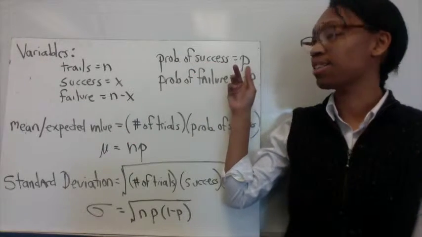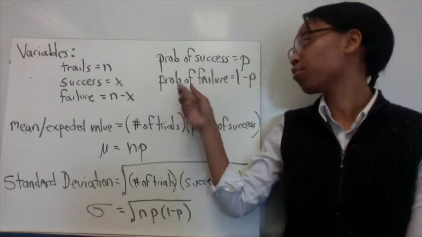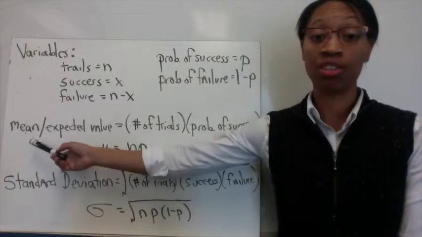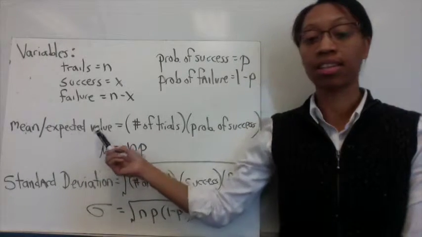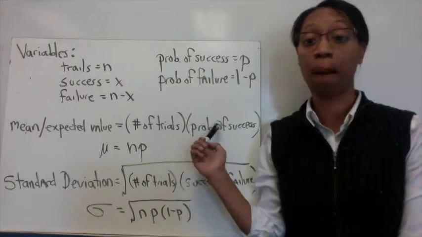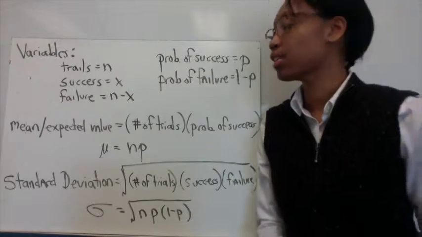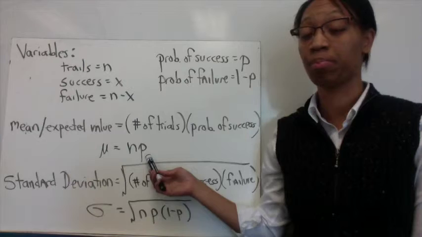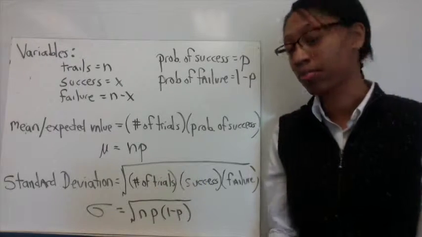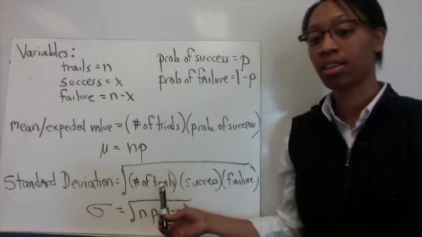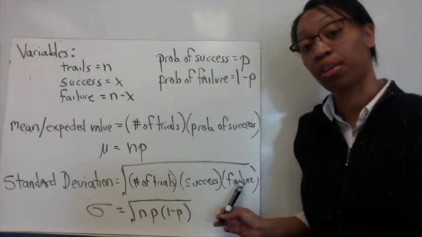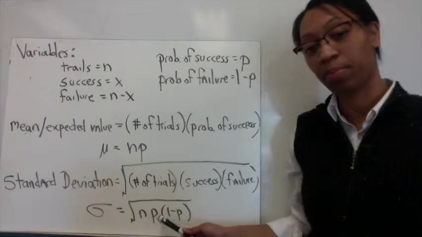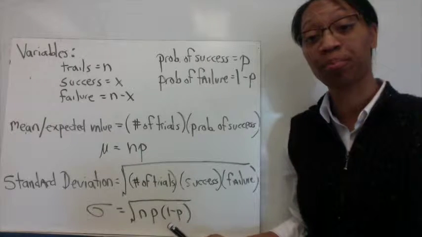The probability of success is going to be p, which means that the probability of failure will be 1 minus p. The mean, which also tells us the expected value, is the number of trials times the probability of success for those trials. So in variables, that would be that mu equals n times p. The standard deviation is the square root of the number of trials times the probability of success times the probability of failure. So sigma equals the square root of n times p times (1 minus p).